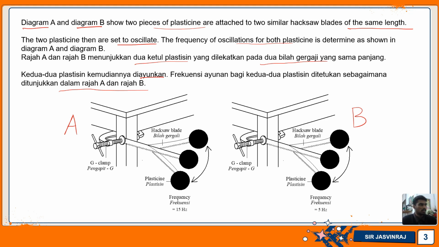It's going left and right, back and forth. So they have attached all that. That is the hacksaw blade, and you can see that's the plasticine. The frequency shown in diagram A is 15 Hertz, and the frequency in diagram B is 5 Hertz.